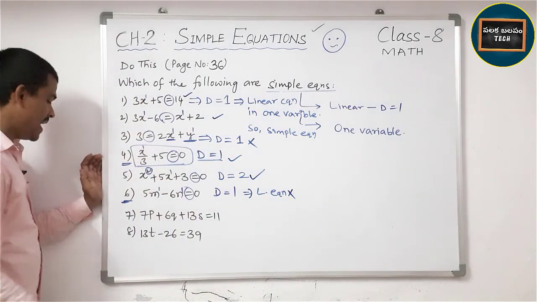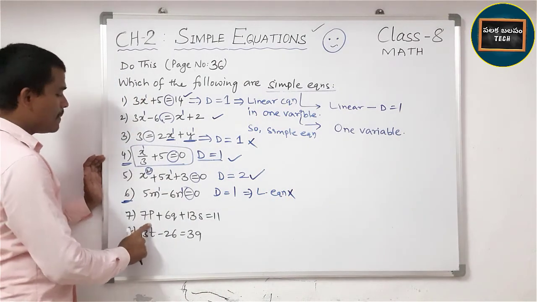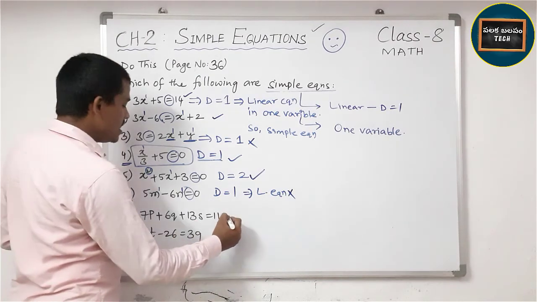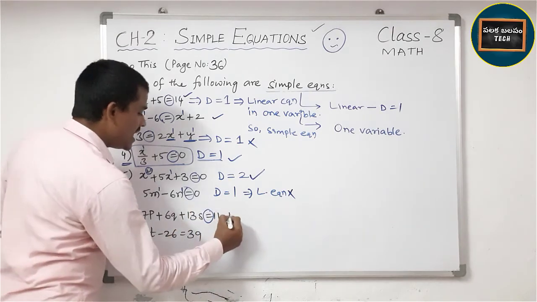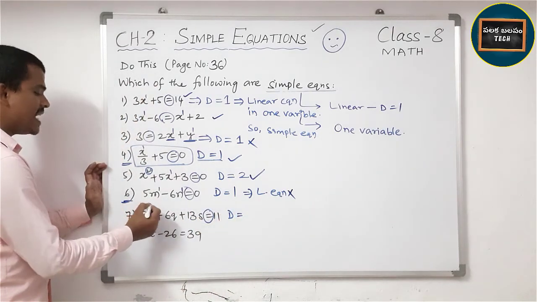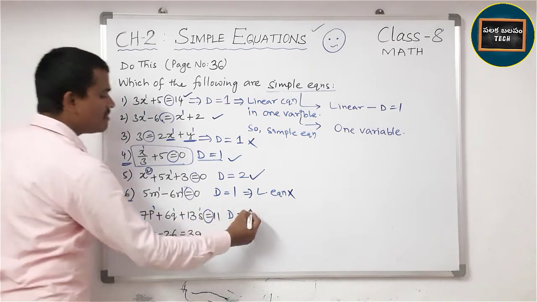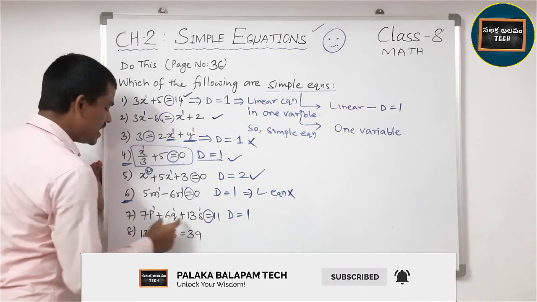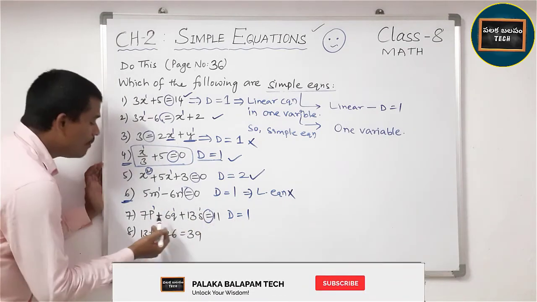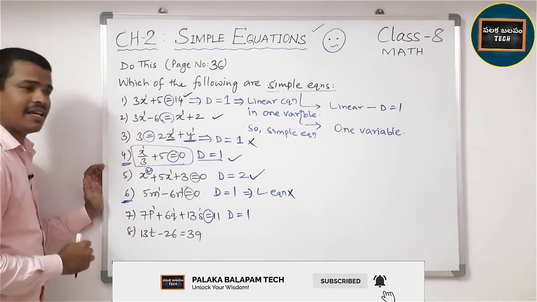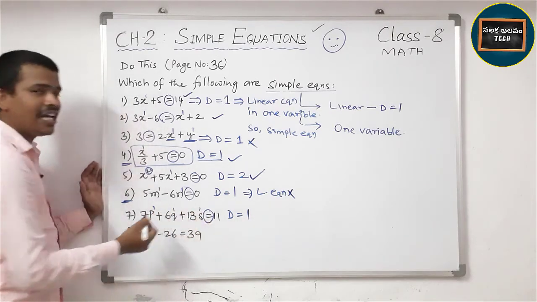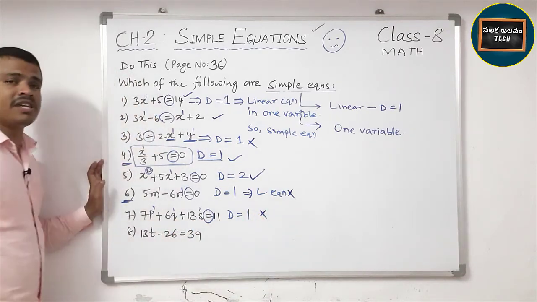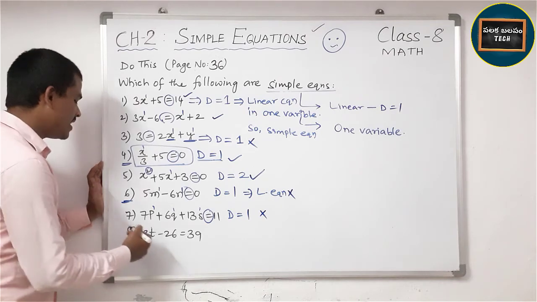Okay. Next, let us see the seventh question. 7p plus 6q plus 13s equal to 11. Now, if you observe here, it is an equation. Yes, what is the degree here? The degree is the highest power of the variable. The highest power of the variable is 1 only, isn't it? So the degree of the equation is 1. So it is a linear equation, but how many variables are there? 3 variables. So it is a linear equation in 3 variables, p, q and s. So it is not a simple equation. Understand? Yes.